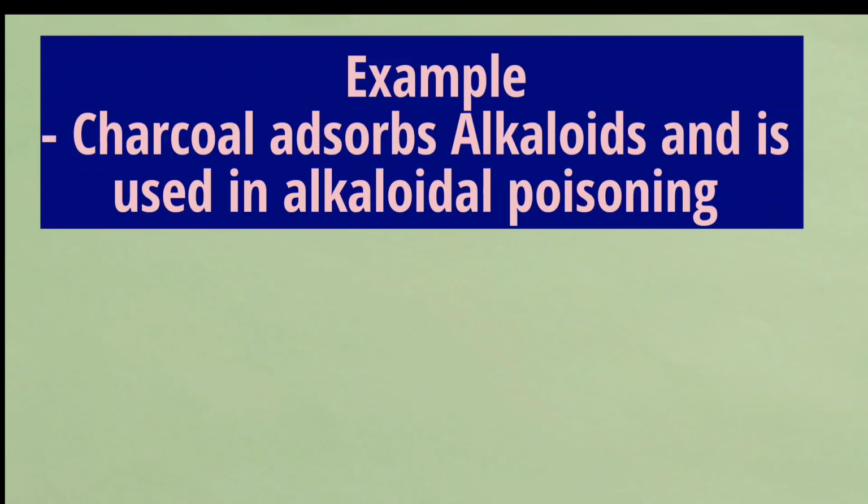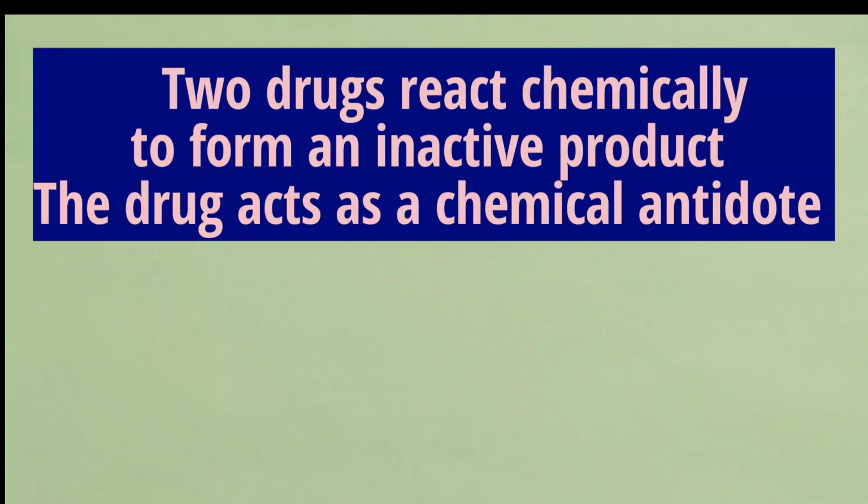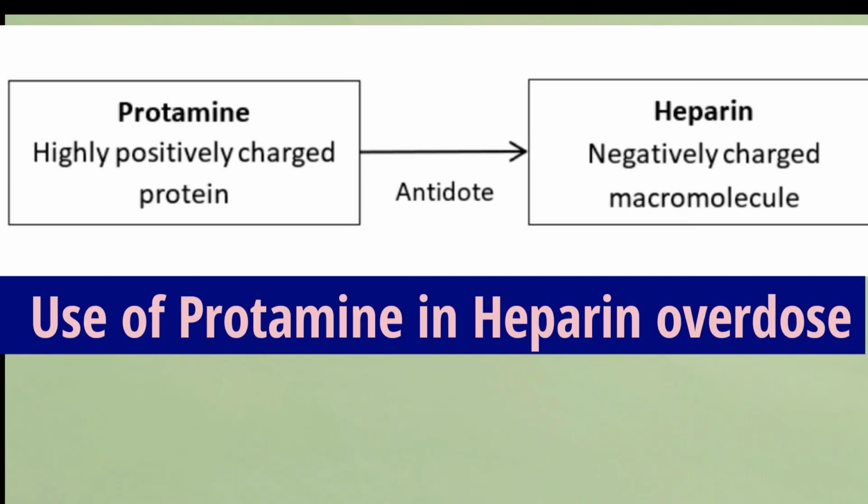The second type of antagonism is chemical antagonism. Here the drugs act as chemical antidotes. The two drugs react chemically to form an inactive product. For example, heparin is a negatively charged macromolecule and protamine is a highly positively charged protein. So protamine is used in heparin overdose or heparin poisoning.